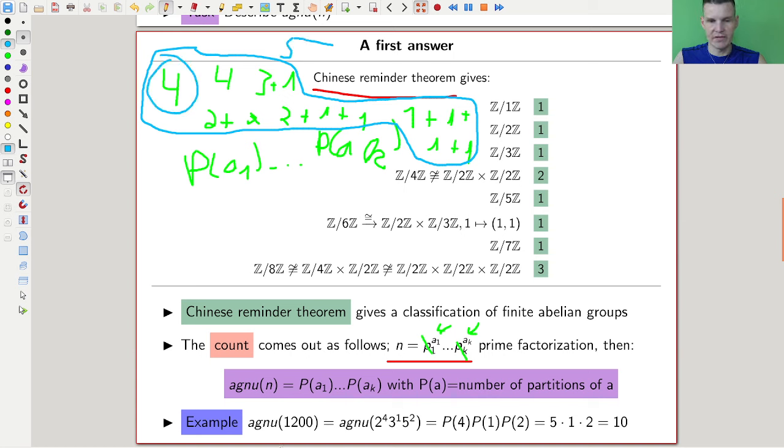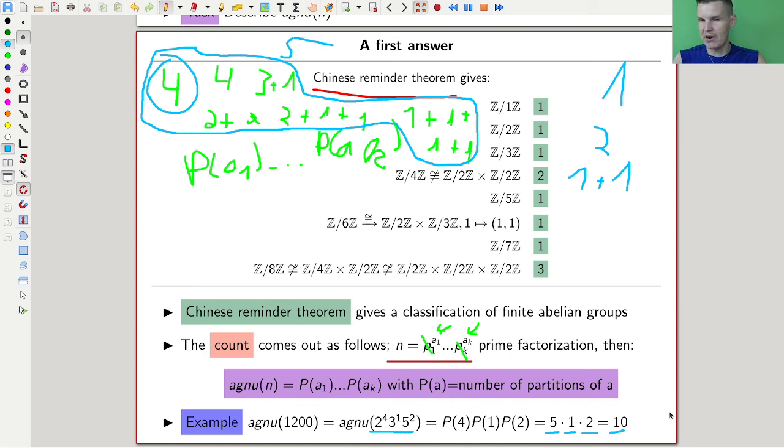And then you just do it. For example, if you want to know the number of abelian groups of order 1,200, then you just prime factor it: 2 to the 4, 3 to the 1, 5 to the 2, and you just take P4 times P1 times P5... sorry, P2. There are 5 partitions of 4. There's 1 partition of 1, just this one. There are 2 partitions of 2, namely this one and this one. So the total number is 5 times 1 times 2, which is 10.